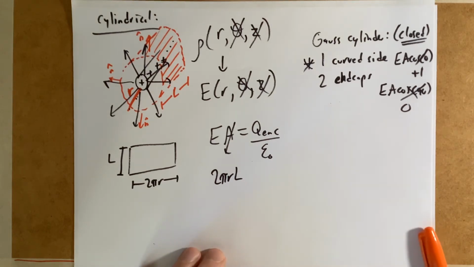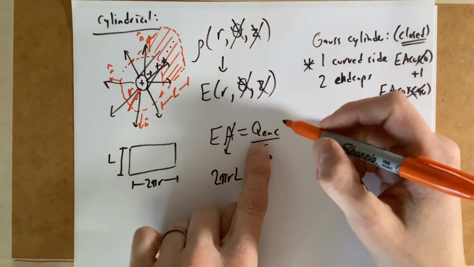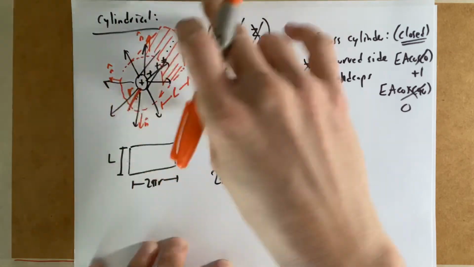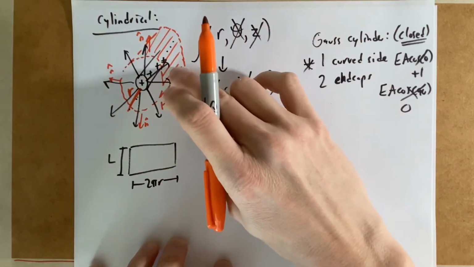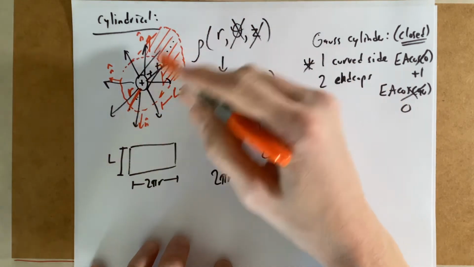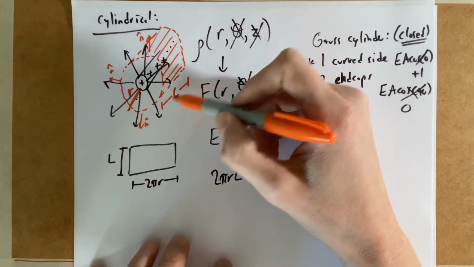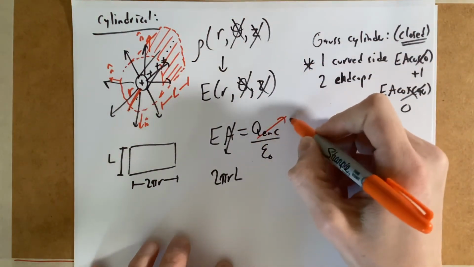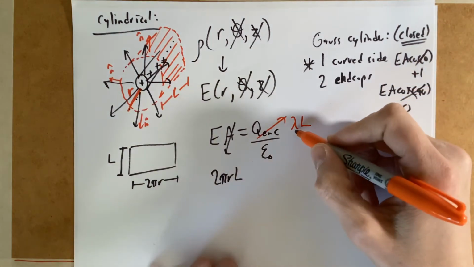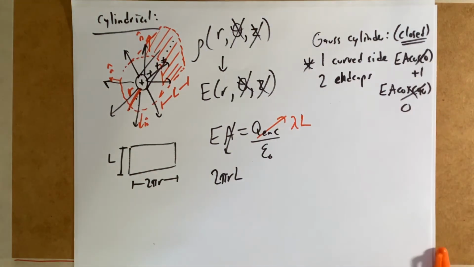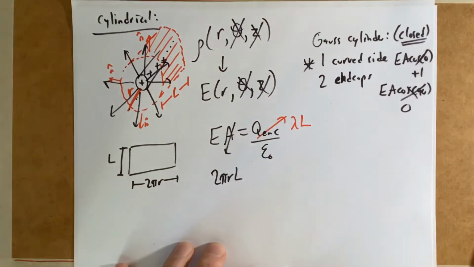Now, what's my Q enclosed? This is an infinitely long line charge, but I've only trapped some small part of it in my cylinder. How much of the infinite line is trapped in here? Well, L is the length that is actually contained in there. So Q enclosed would be lambda times L, right? My charge per unit length times the actual length that's inside. So let's see what I get.